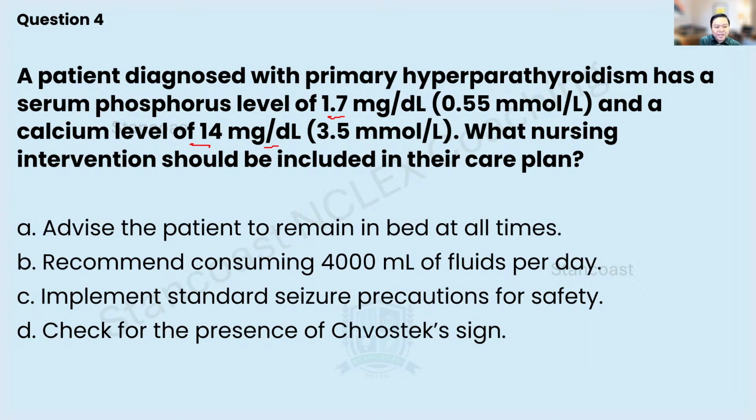So again, our diagnosis is primary hyperparathyroidism. Don't forget about the levels of the PTH and also the calcium in the blood. It's revealed that it's really high. There's hypercalcemia. So what would be your nursing intervention for this patient? Would that be A, B, C, D? What is the correct answer?